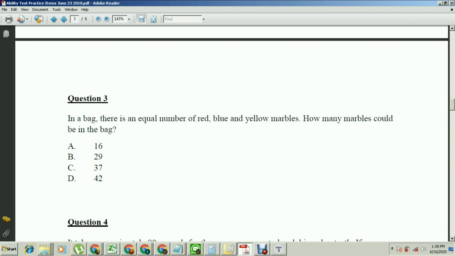Let's look at 37. 3 plus 7, that's 10. Is 10 divisible by 3? No. Therefore, neither is 37. 42, 4 and 2 equals 6. Is 6 divisible by 3? Yes. And therefore, 42 is a correct answer.